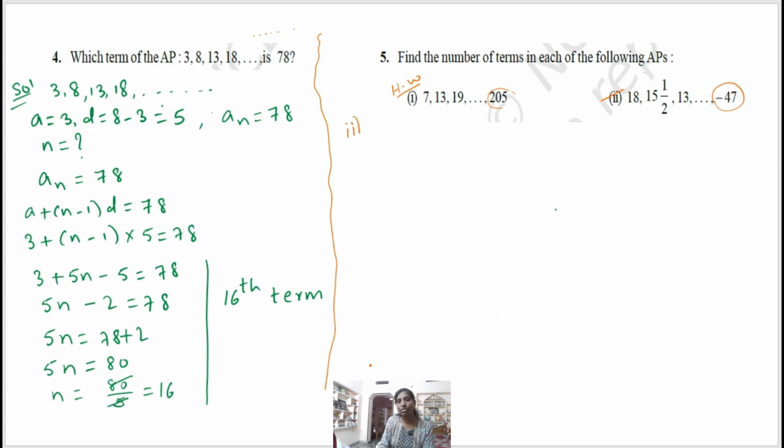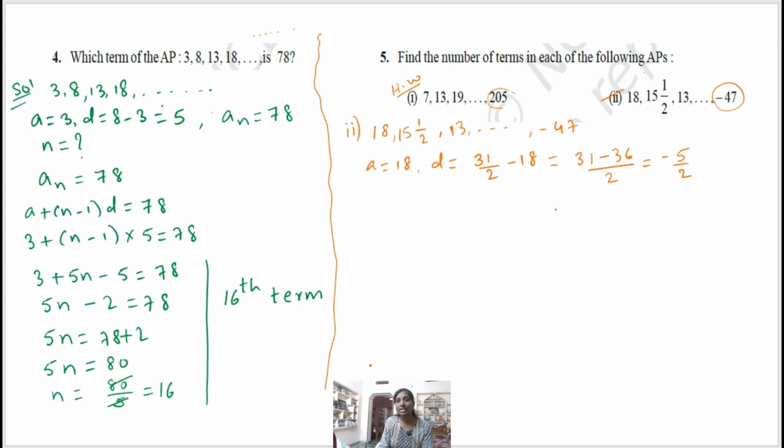Second question I am going to solve. Here the given AP is 18, 15 whole 1 by 2, 13 and so on. Here minus 47. So a is equal to 18. Common difference d is equal to second term minus first term. Second term I am going to change into an improper fraction, so it will become 31 by 2 minus 18. If I simplify it, I will get 31 minus 36 by 2. You know how to take LCM. Now it will become minus 5 by 2.